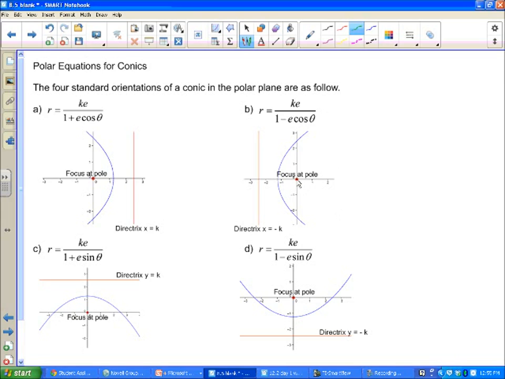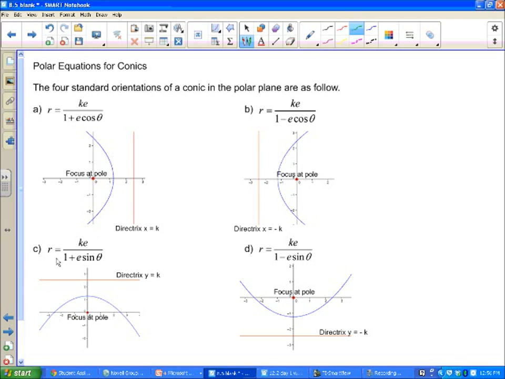For part B, whenever we have a negative k for our directrix, we put in just that number k. We don't actually put the negative with it, if you notice. So if our directrix is x equals negative 2, then k is 2, so we'd put a 2 up here. But since it's negative and it has x equals, it's going to be a minus sign and cosine on the bottom. Otherwise, it looks exactly like what this one was.